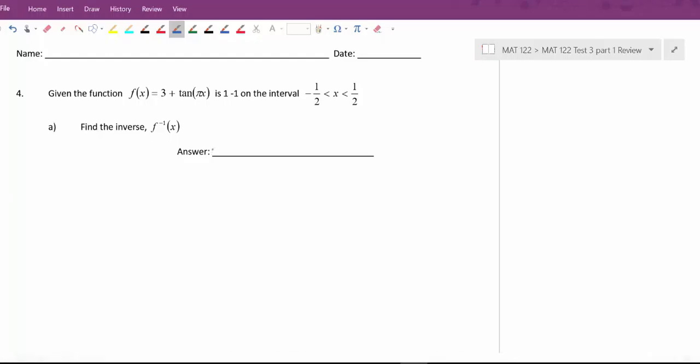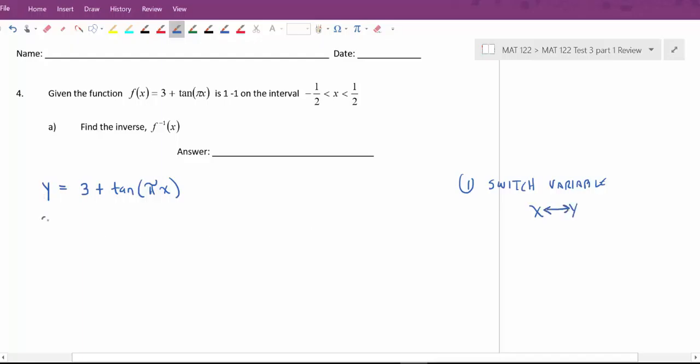And inverses work like this. There's kind of a strategy you go through. First thing I'm going to do is write down, instead of f of x, I'm going to replace f of x with y and just say y is equal to 3 plus the tangent of pi x. Okay, and when you do an inverse, these are the basic steps. You're going to start by switching the variables. And that just means you have x and y, they get interchanged. So I'm going to take the y, and that's going to change into x. Then I'm going to take the x, and that's going to change into y.